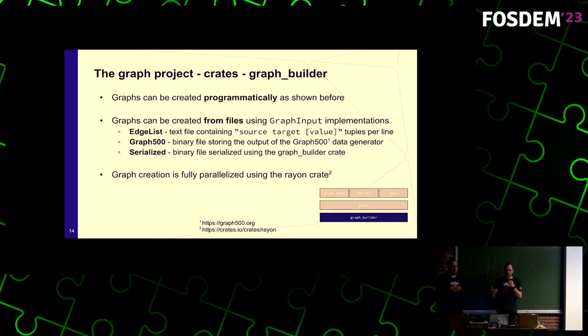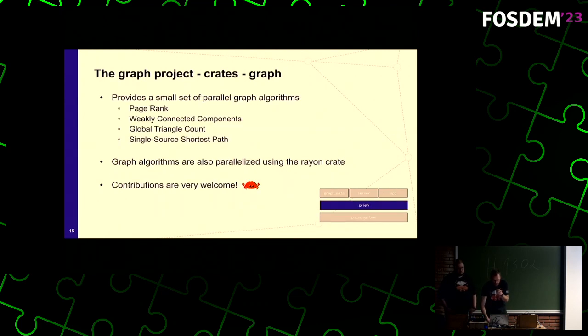But the main use case is usually reading graphs from files, and we have a graph input trait that you can implement. We provide 3 implementations. The most common one, especially if you want to start playing around, is using an edge list, which is a text file where in each row you have a source and a target and an optional value. And Graph 500 is a benchmark specification for HPC graph algorithm benchmarks. They also provide a data generator, and we can read the binary file format that this generator produces. Like I said, everything as part of graph creation is parallelized using Rayon, and we will see this in action in the demo.